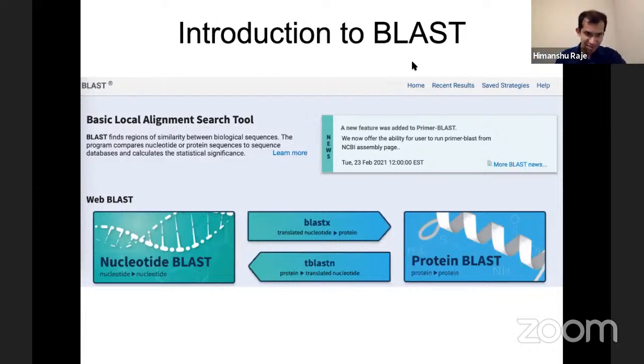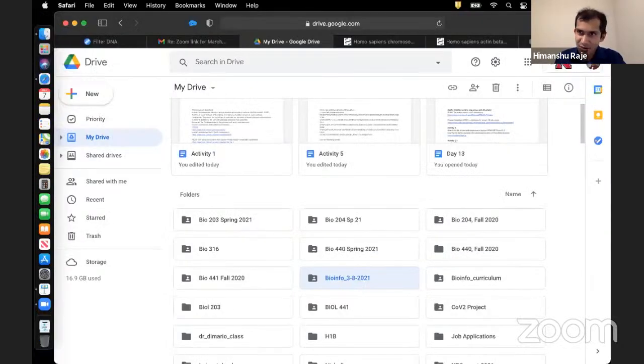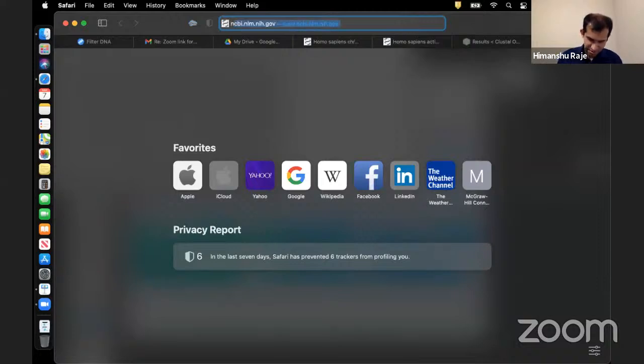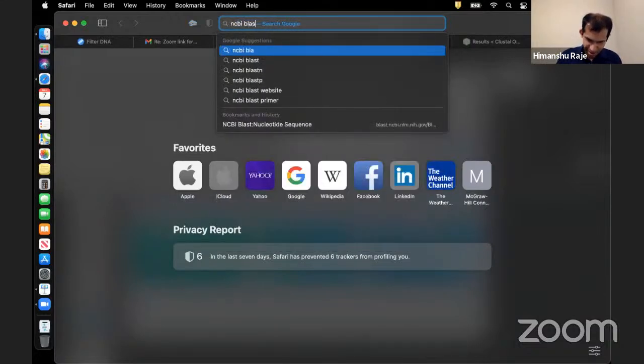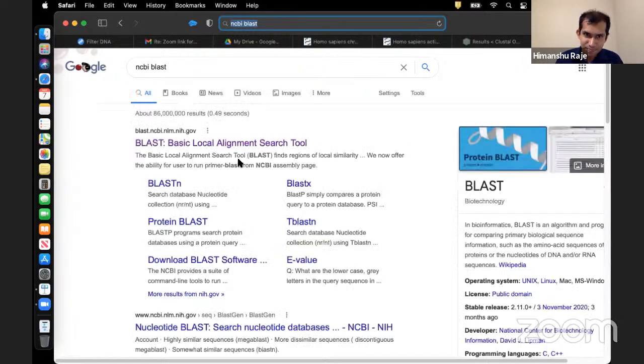So let me again demonstrate it to you real quick by sharing my screen, entire screen rather. So I'll be back in a second with my whole screen share. And we are going to look at NCBI BLAST, Basic Local Alignment Search Tool.